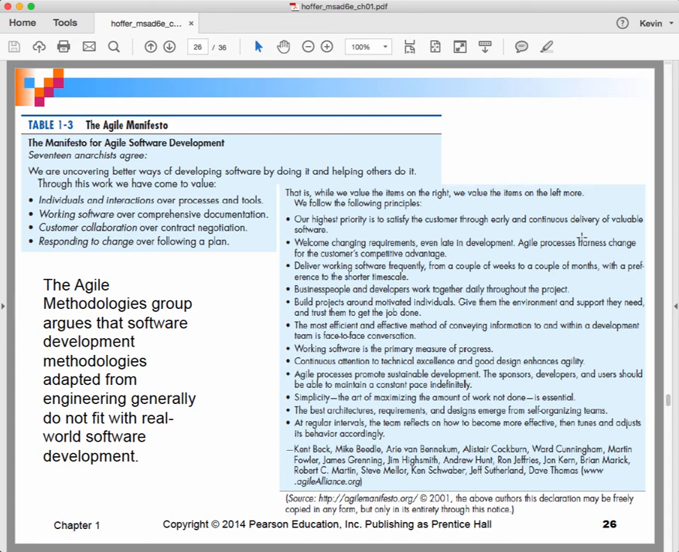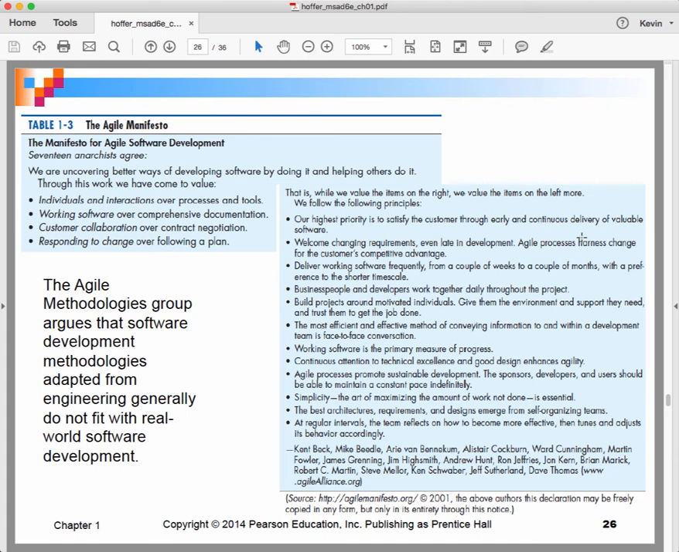Build projects around motivated individuals, give them the environment and support that they need, and trust them to get the job done. The software engineering approach traditionally was this idea that everything's highly specified and specialized, and our development team and design team are just a big machine. You give people the right job and processes, you crank it through the machine, and you get it done. Whereas these guys are saying, no, what you do is get the right people and turn them loose on the job, and you don't have such a big machine point of view. The most efficient and effective method of conveying information is face-to-face conversation. So they favor smaller teams who can talk to each other.